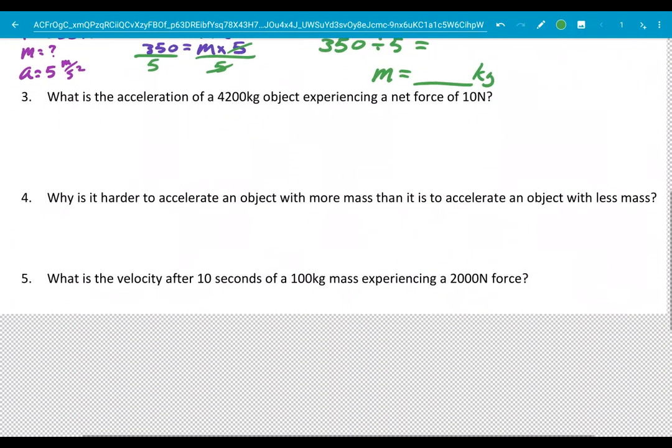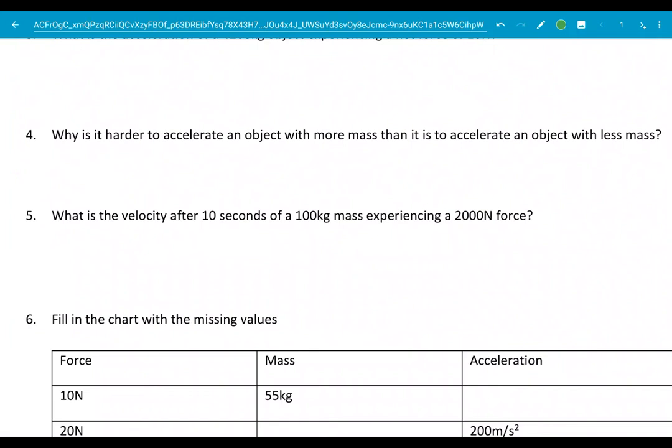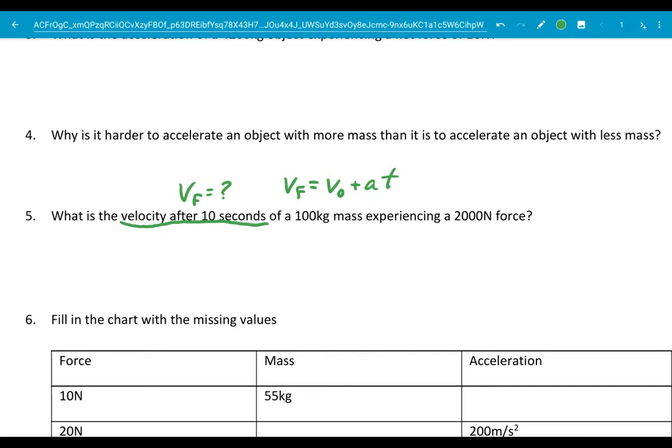Question number 5, it says, what is the velocity after 10 seconds? Another way to say what is the velocity after 10 seconds is, what is the final velocity? Okay, and so you'll remember when we're trying to find final velocity, we have a formula for that. Final velocity is equal to the initial velocity plus the acceleration times time. So we'll have to go back to that formula that we have already learned before. We are going to need to have a value for acceleration and a value for time. We can assume frequently that the initial velocity is 0.